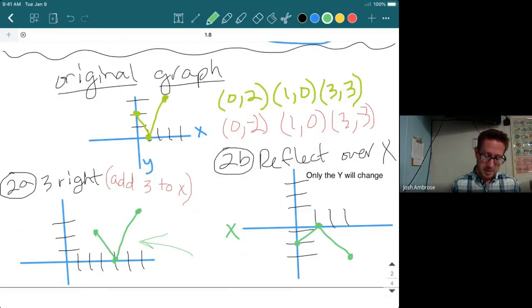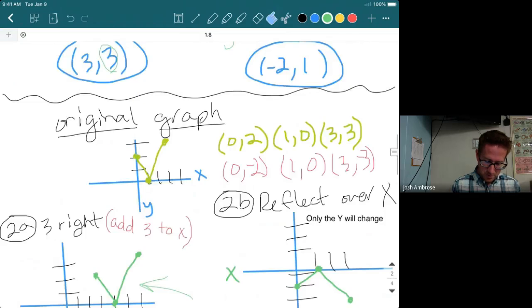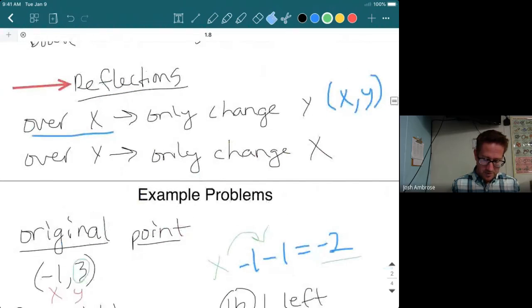All right, now reflect over the x. We're looking at 2b. And if you're tracking with me, guys, we're on page 60 right now. Reflect over the x, just so we remember what that means. Reflect over the x means only change the y. Do not change the x.